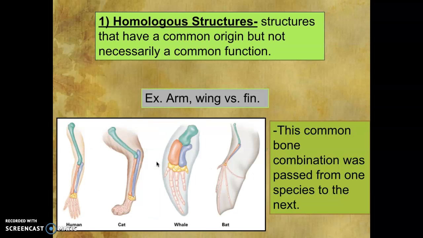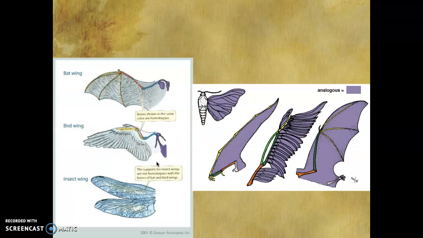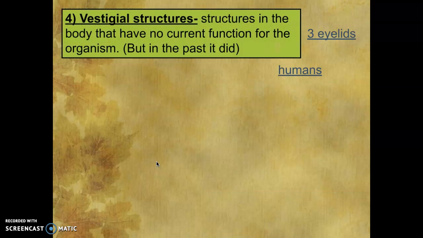Whereas if we look above, we must have diverged from a common ancestor because we actually have the exact same structures, all of us, with the same bones. So that's analogous. The next one is vestigial structures.